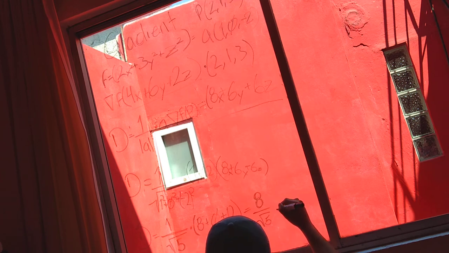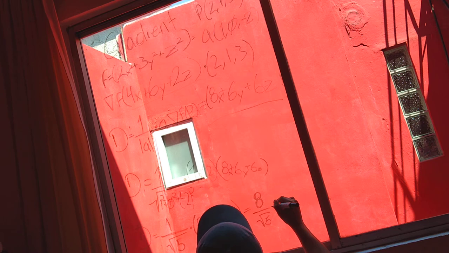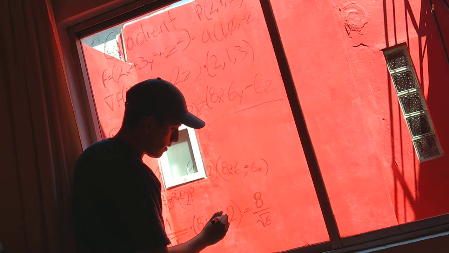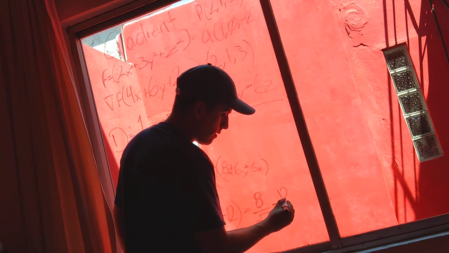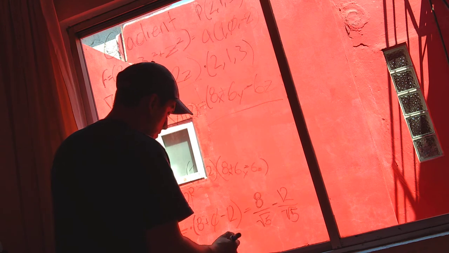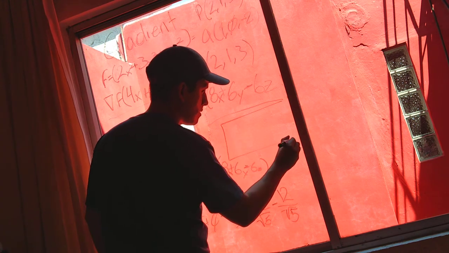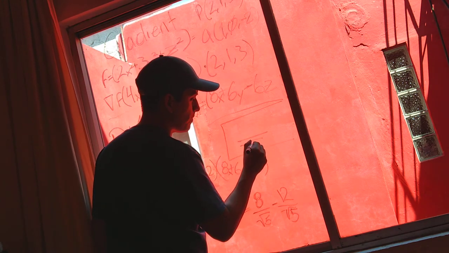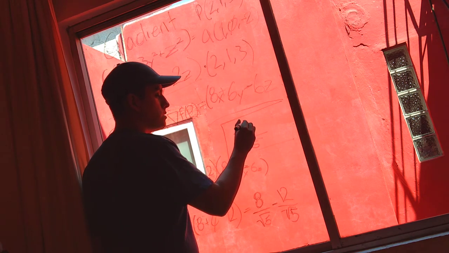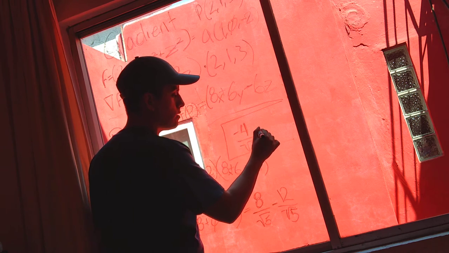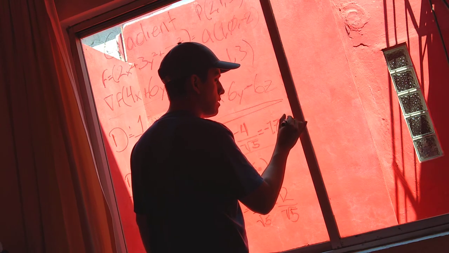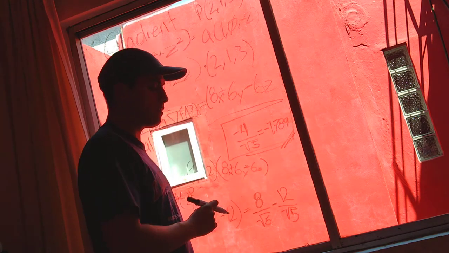We already know this is 0. This is minus 12 over the square root of 5. And this is a little fraction, and we just have to solve it. We already know it has the same denominator, square root of 5. 8 minus 12 is minus 4. This is our answer. We can solve it, so it gives us minus 1.789. This is our answer for the directional derivative.